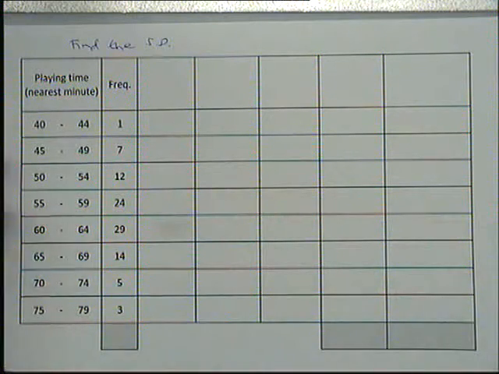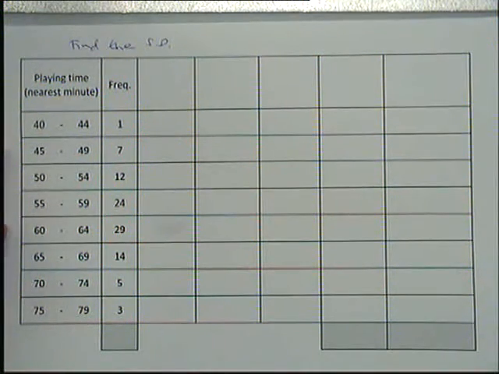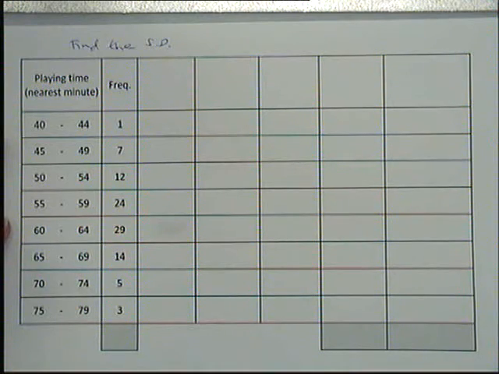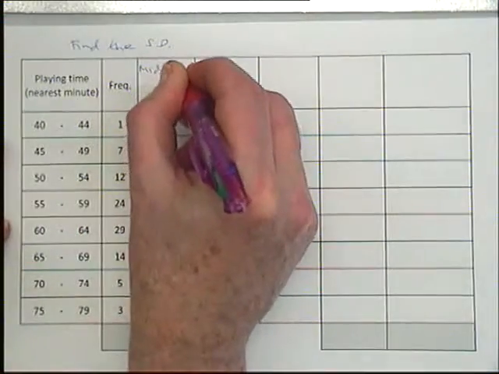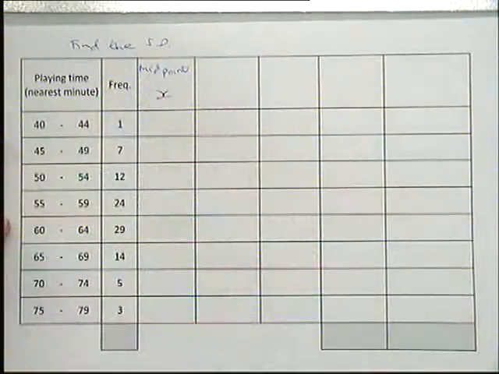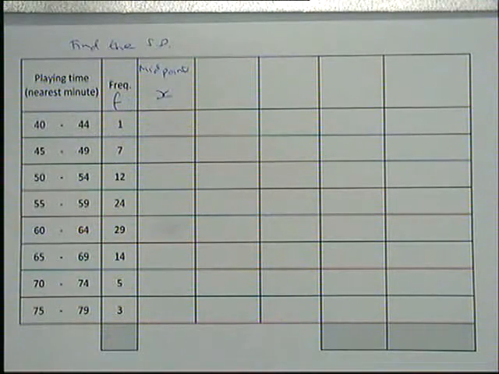We've got a grid set up here. What will we need first of all? Midpoints. Midpoints is the first thing. Even to get the mean, we'll need the midpoints. And we'll call the midpoint our x numbers, the frequencies our f numbers. So these are times to the nearest minute. So we've got to put like 44.5.